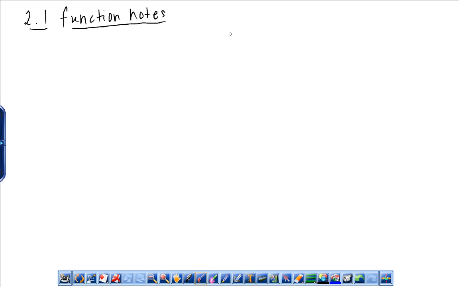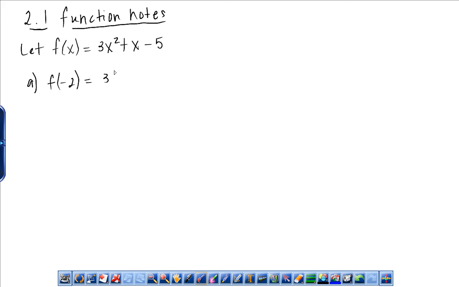This is 2.1 function notes. Okay, we're going to start off with function notation. So I want you to let f of x equal 3x squared plus x minus 5. And remember, function notation is just f of x. And I want f of negative 2. So remember, you're going to plug in negative 2 for every x value.